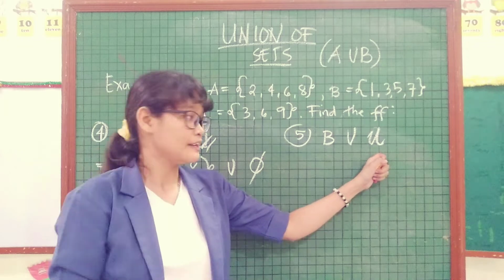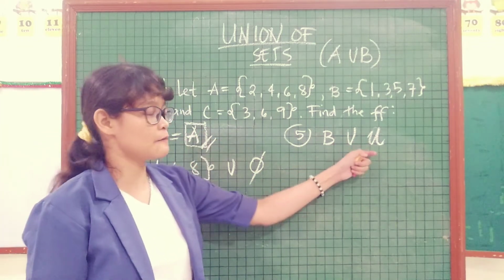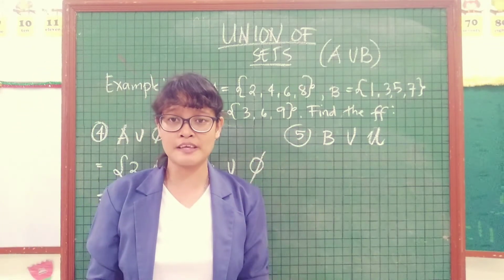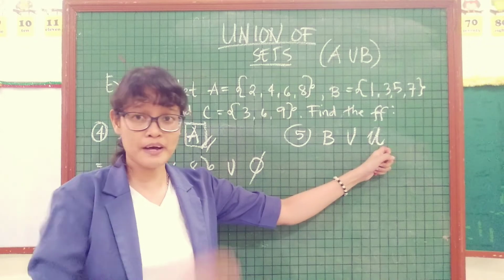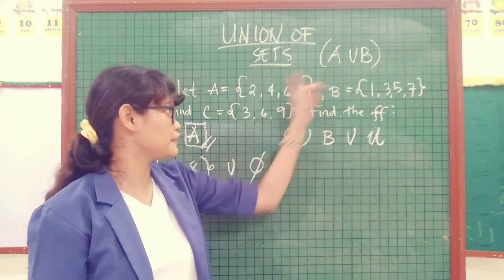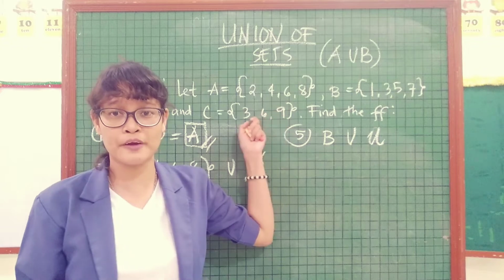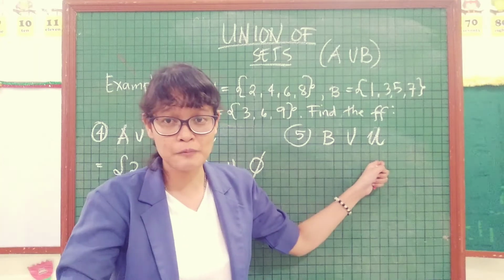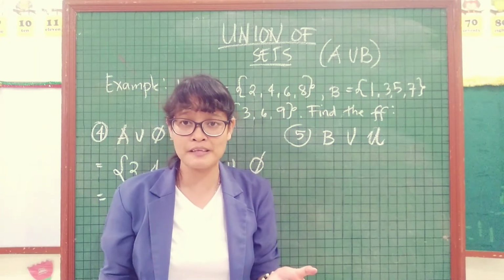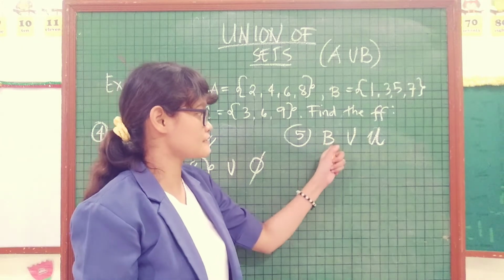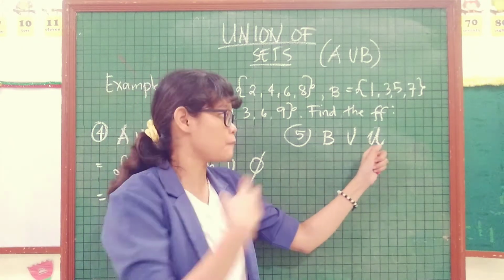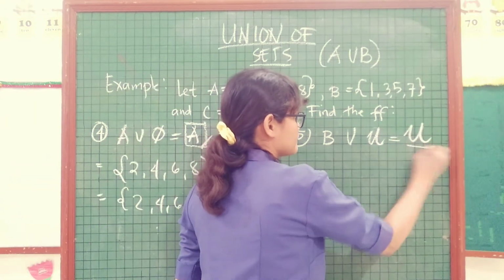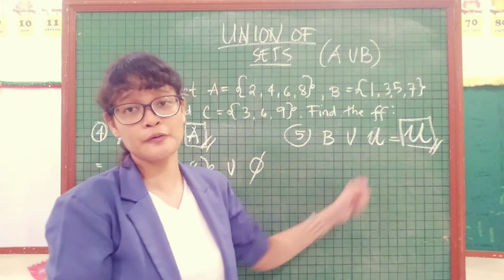That is example number 5. What is the difference? If the empty set is a subset of any set, the universal set has a different concept. B, together with the rest of the given sets in our problem, are all subsets of U. The universal set contains all the elements under consideration. Therefore, whenever a set is united with or combined with the universal set, the answer is always the universal set. Okay? So that is the explanation.